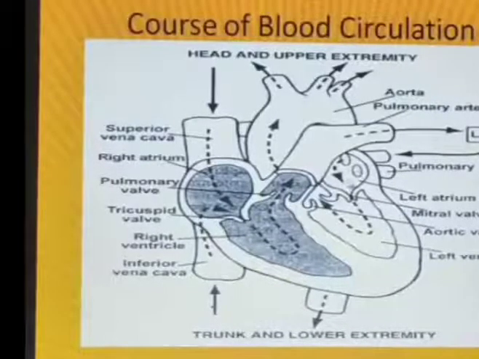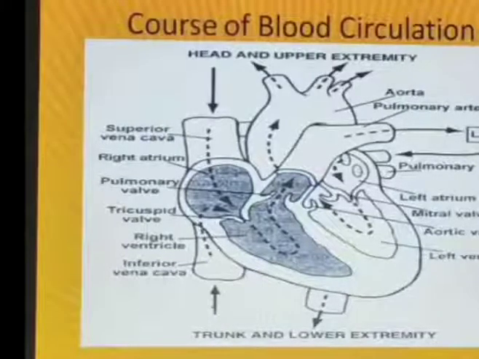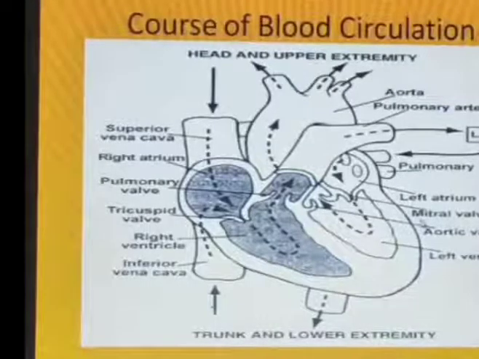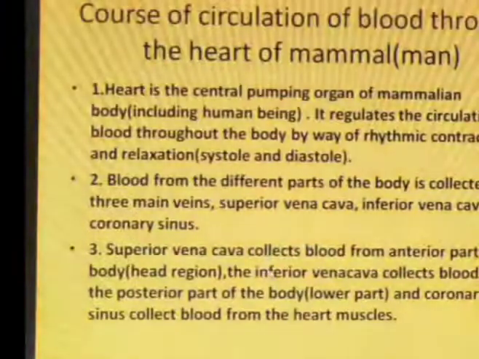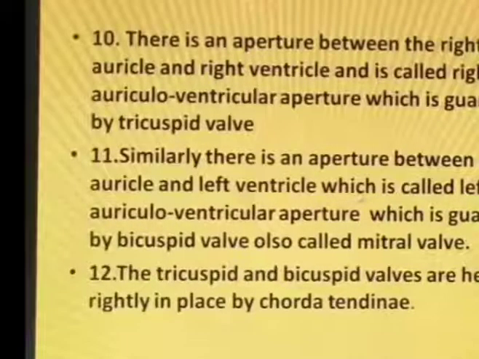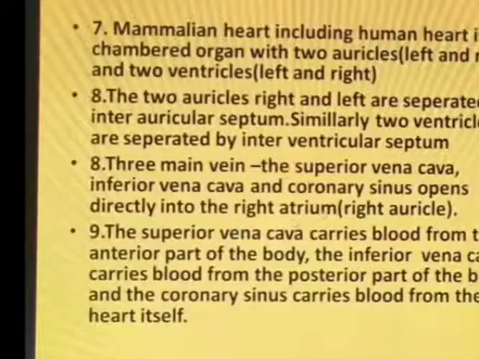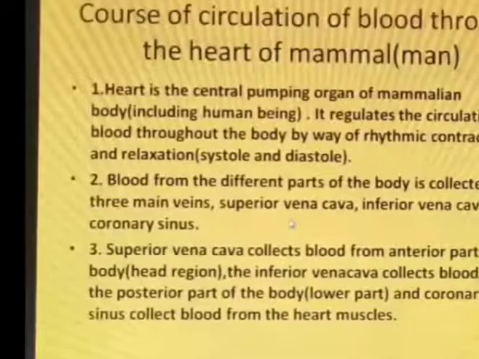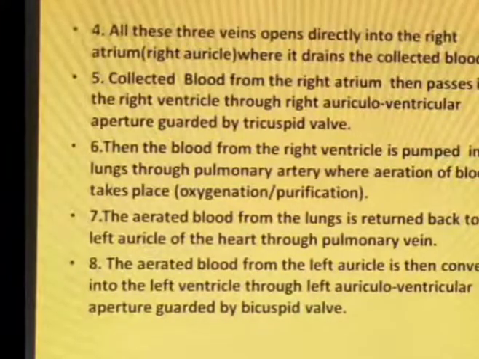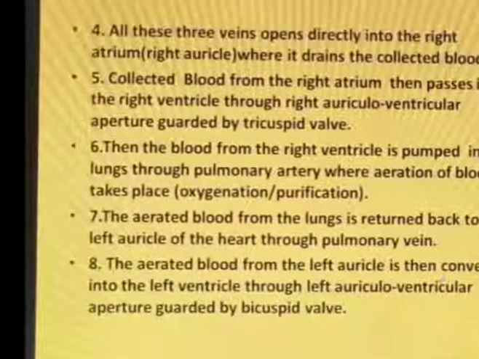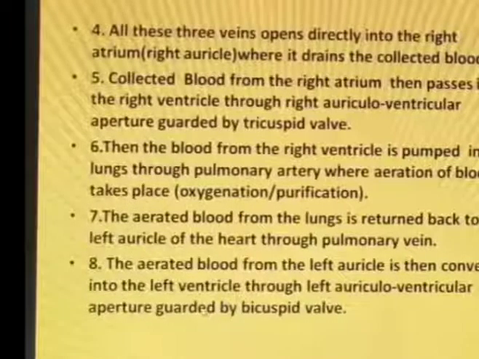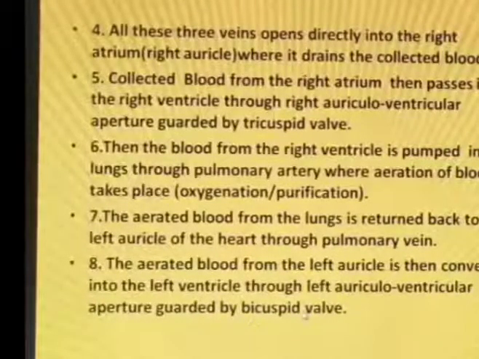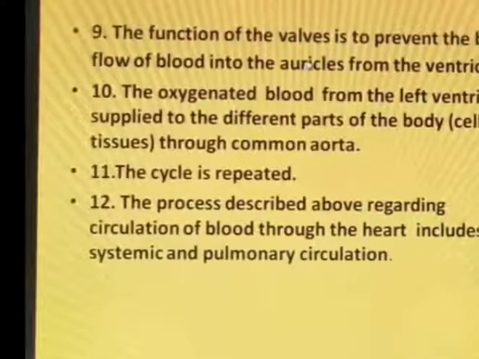Then blood from the left auricle moves into the left ventricle through the auriculoventricular aperture guarded by the bicuspid valve or mitral valve. The aerated blood from the left auricle is then conveyed into the left ventricle through the left auriculoventricular aperture guarded by the bicuspid valve. The function of the valve is to prevent the backflow of blood into the auricle from the ventricle.